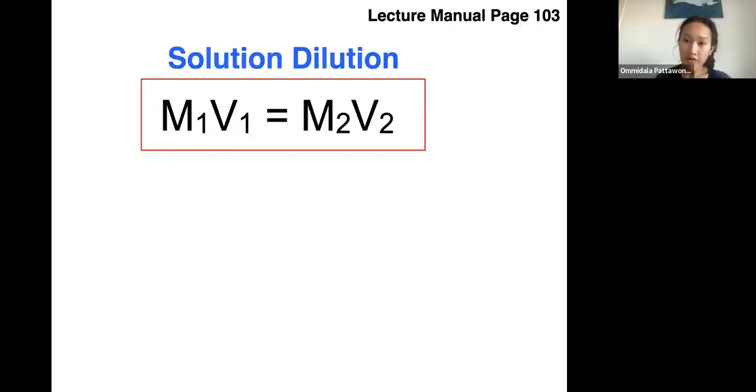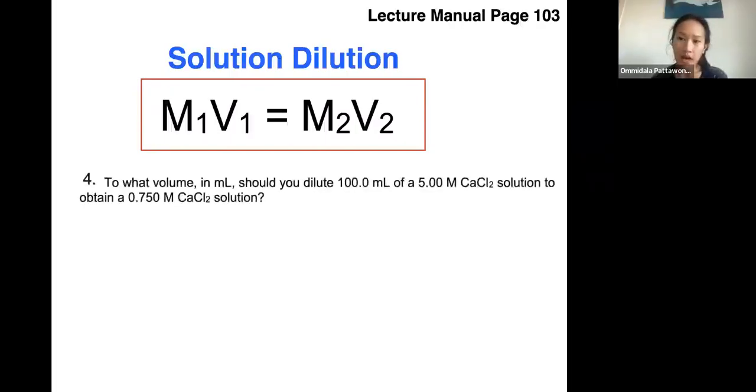If the number of moles of solute are not the same, then you are not able to use this M1 V1 equal to M2 V2. Now let's take a look at example 4. Okay, so it's asking us to calculate volume.